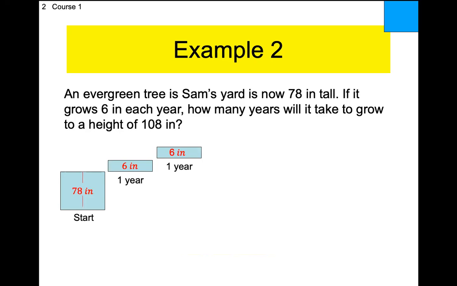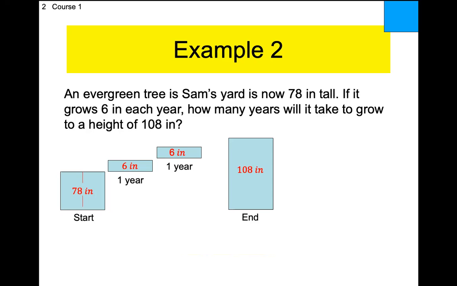Somehow that picture needs to get translated into an equation. How tall is it at the start? 78. So at the end, it's going to be how tall? 108. This picture is the equation. I've left off a whole bunch of boxes because I don't know how many boxes. Each box represents 6 inches, so 6x would be how many boxes times 6 that needs to grow until it adds up to 108.